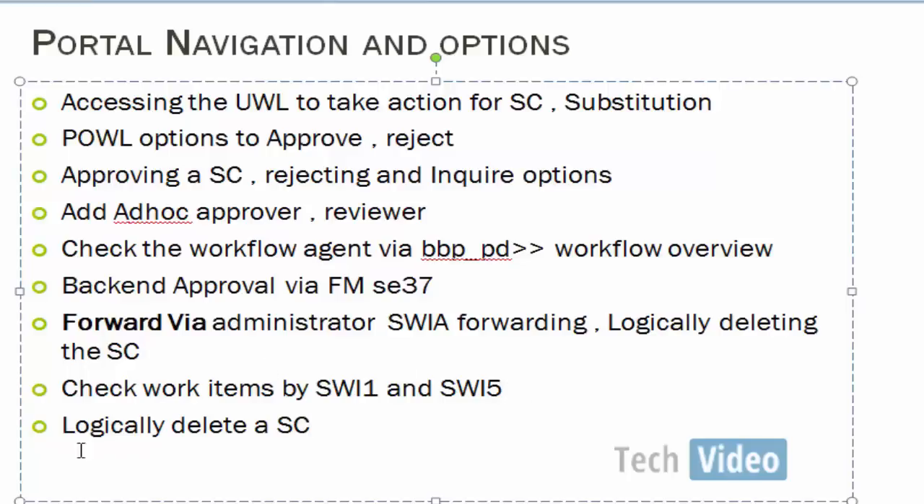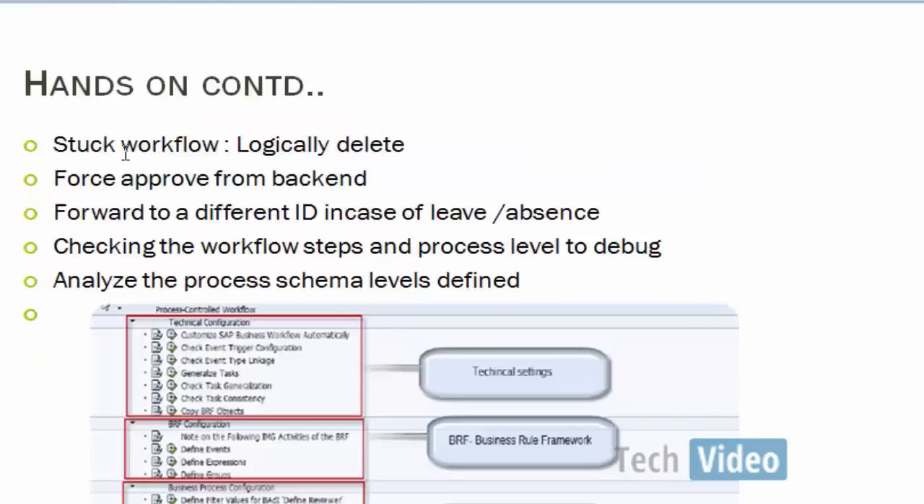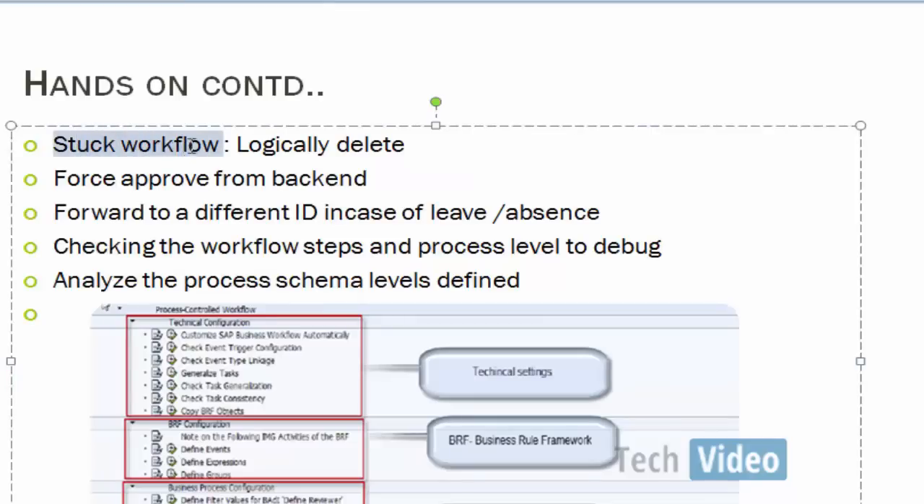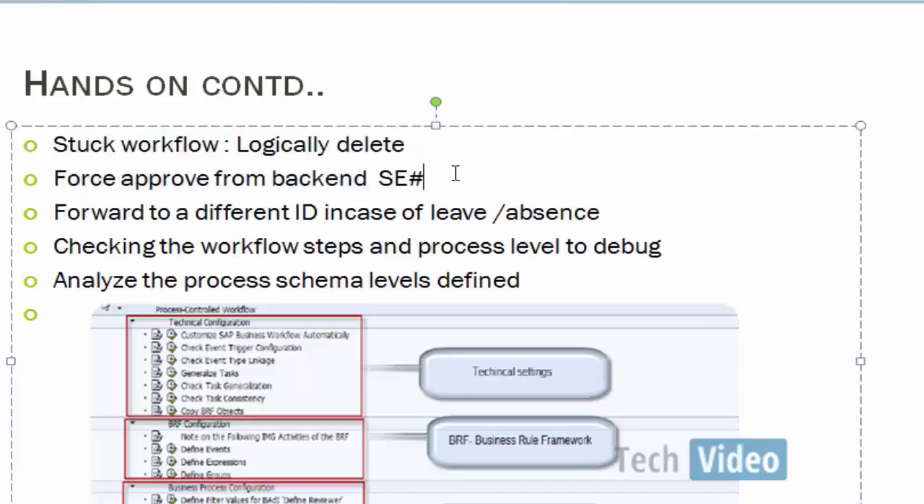Okay, let's move on further now to our hands-on. We checked how to identify a stuck workflow. We'll logically delete the same. How to force approve from the backend. You will be using a function module through SE37 transaction that we just discussed. Forward to a different ID in case of a leave or absence. If you are the administrator, you can choose to do so from the transaction SWIA.